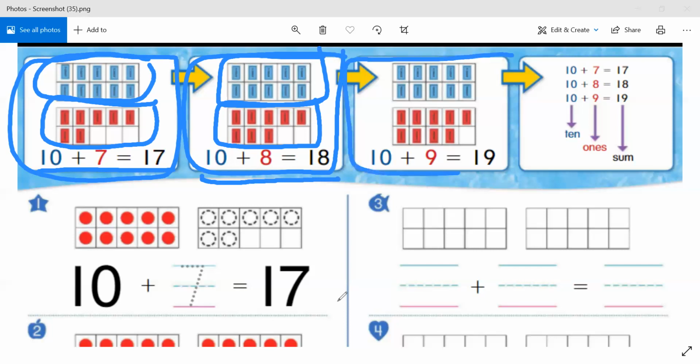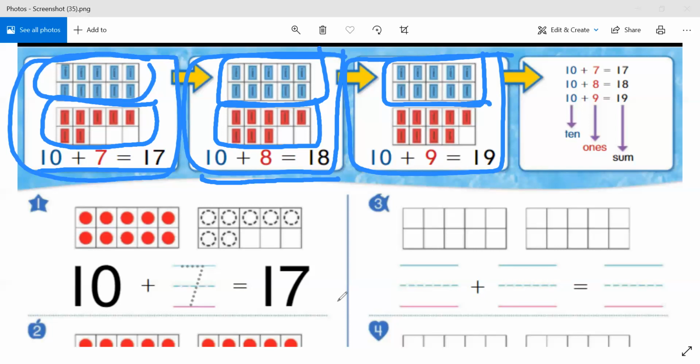All right, let's look at the third box here. Tell a story about this drawing. And I want you to begin with Yasmin has 10 tickets, because remember, our 10 frame is full. So Yasmin has 10 tickets. How many more tickets does she need? All right, so say it. Yasmin has 10 tickets. How many more tickets does she need?